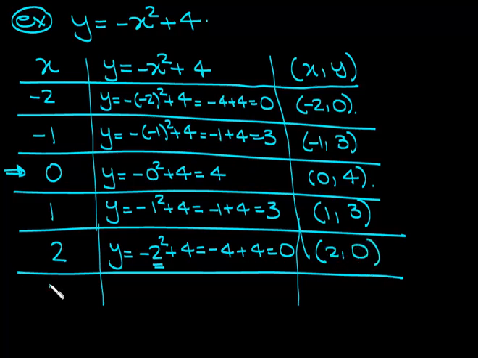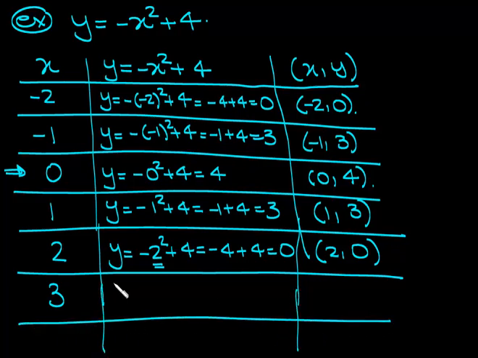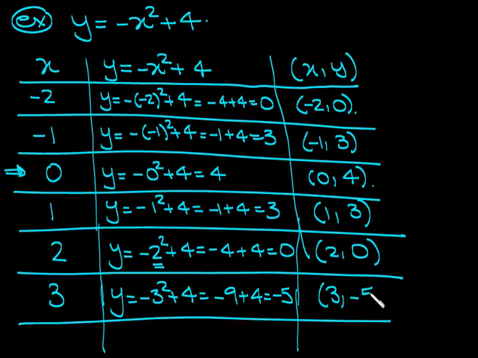Let me just do one more, 3. So we get y is equal to negative 3 squared plus 4. So we get minus 9 plus 4, which is equal to negative 5. So we get 3 and negative 5. So we got a good sample of points here. So now let's go ahead and graph this.